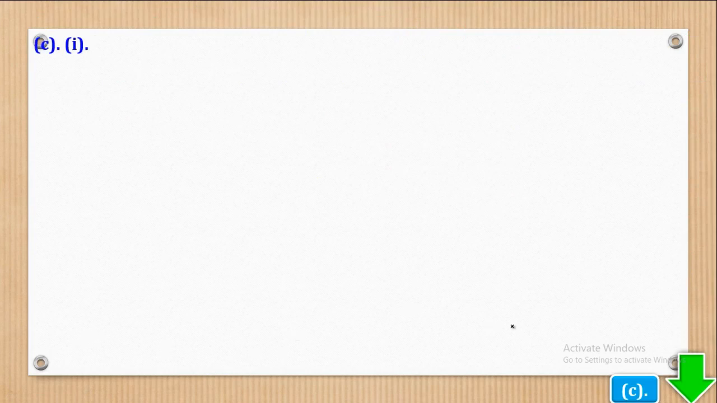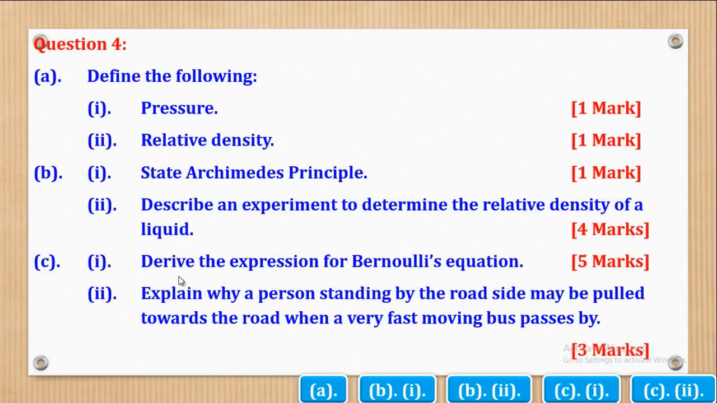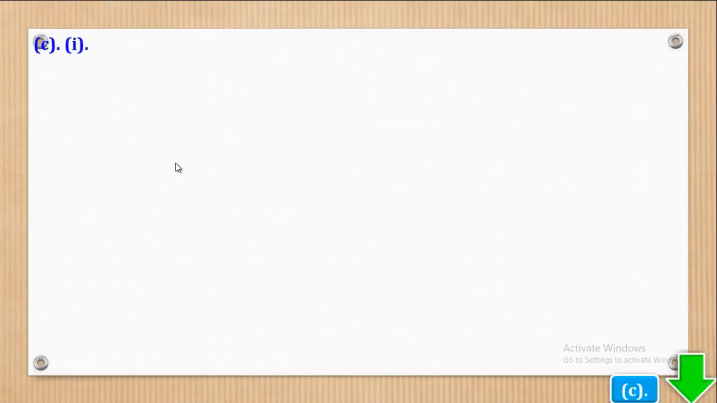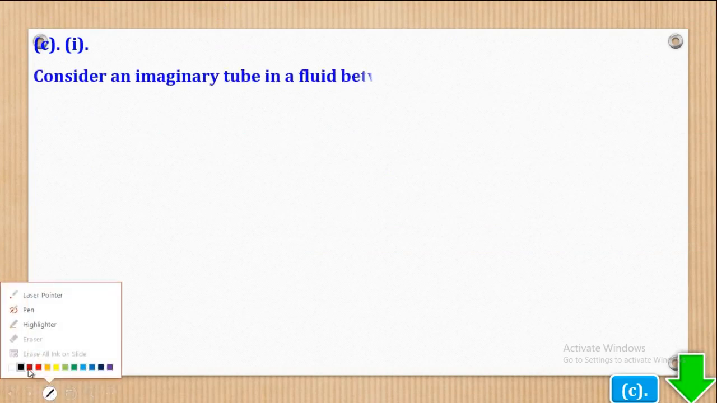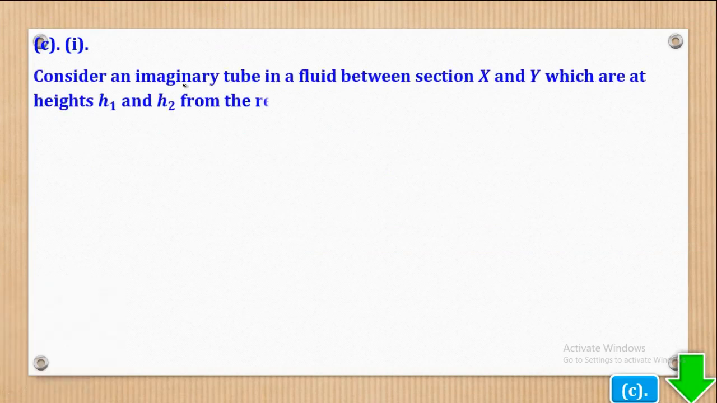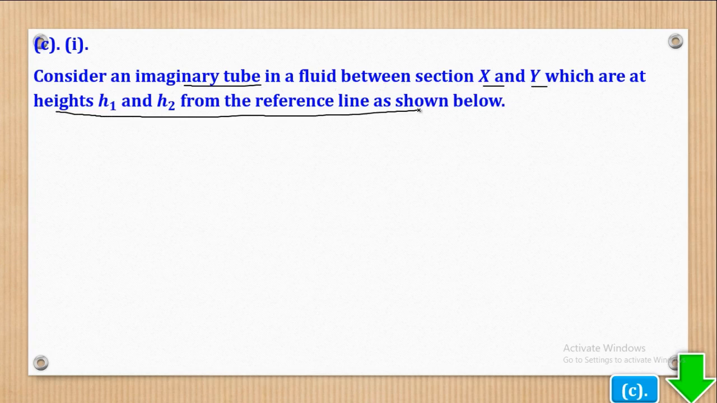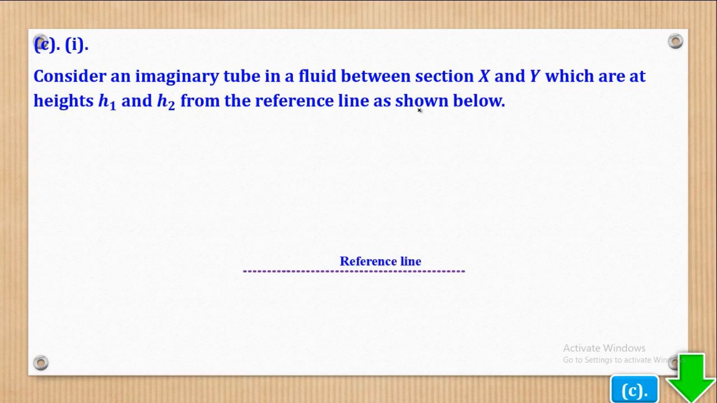So now we shall go to part C, Roman 1. Roman 1 says, derive the expression for Bernoulli's equation. So we need to define some of the symbols which will be used. We shall say that, consider an imaginary tube in a fluid between section X and Y, which are at heights h1 and h2 from the reference line as shown below. So let's first illustrate that information. That is the reference line, then that is the tube.